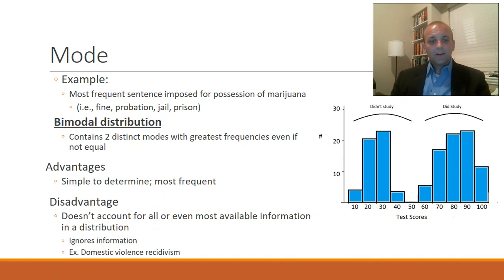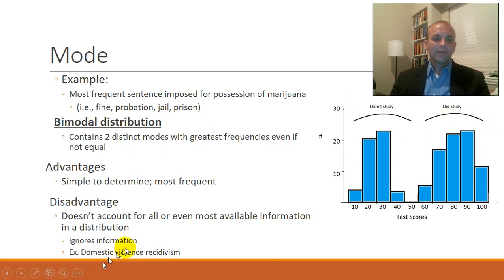Disadvantage: it doesn't account for all or even most of the available information in the distribution. It ignores information. It's just looking at one thing. It's just looking at the highest reported numbers. Now, understand this is a bimodal distribution, so there's two.